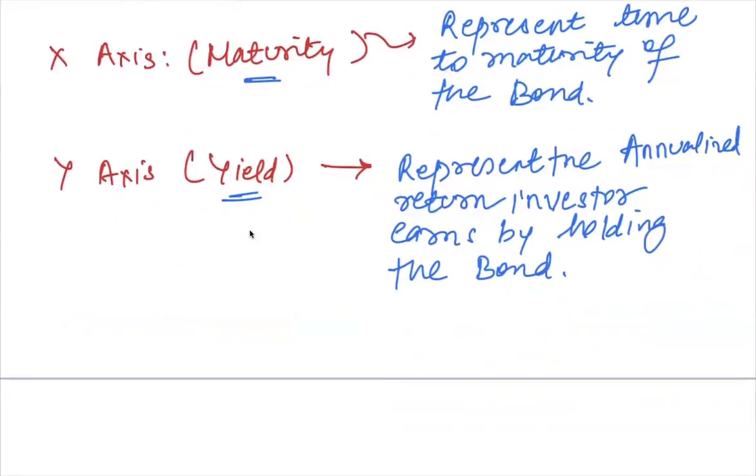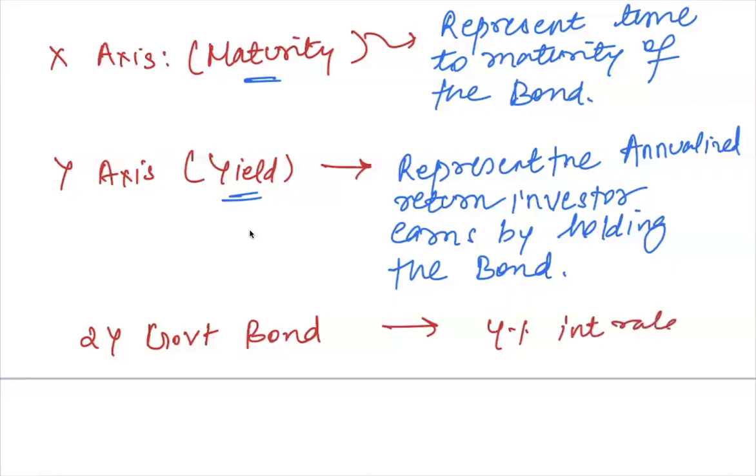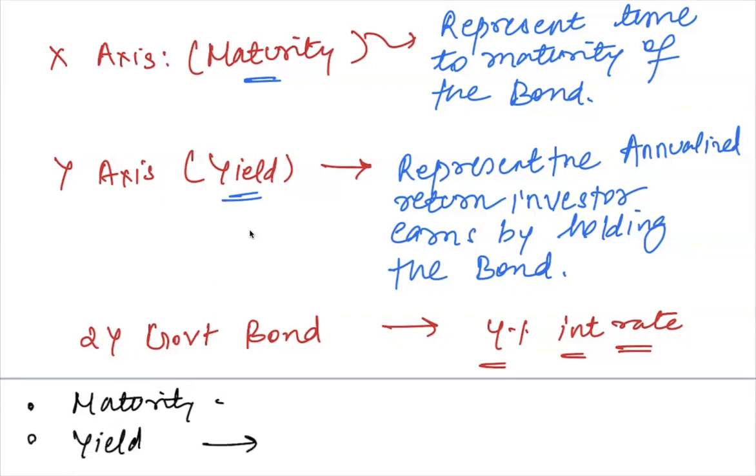Okay. So just a quick exercise for all of you. Let's say I have a 2-year government bond and it is paying me 4% interest rate. Can you tell me what the maturity is here? Can you all put it in the chat? What is the maturity and what is the yield? Okay, that's correct. Maturity is 2 and yield is 4%, right?